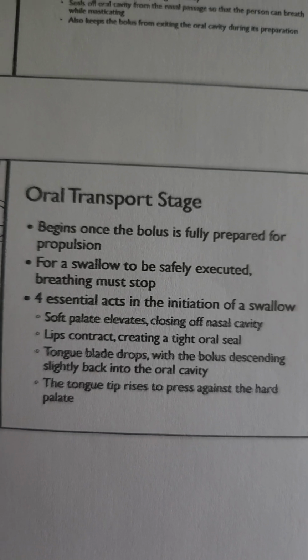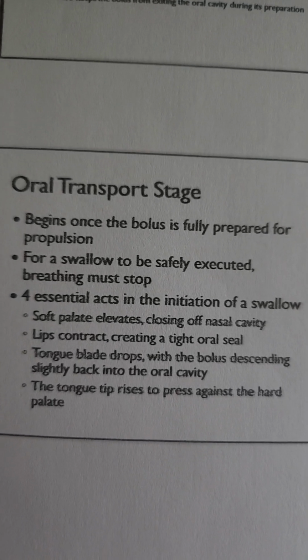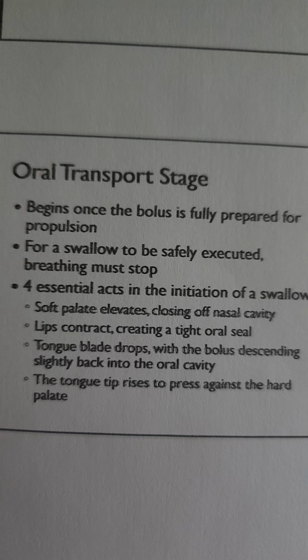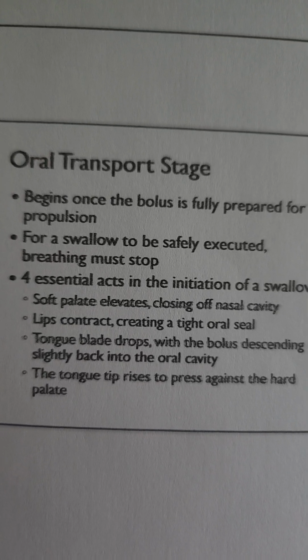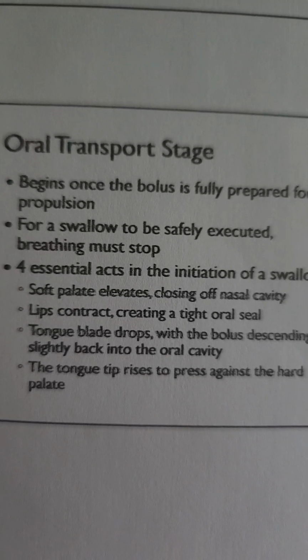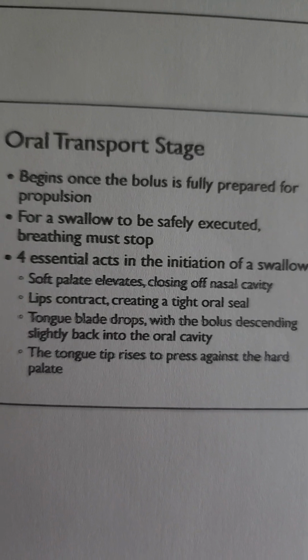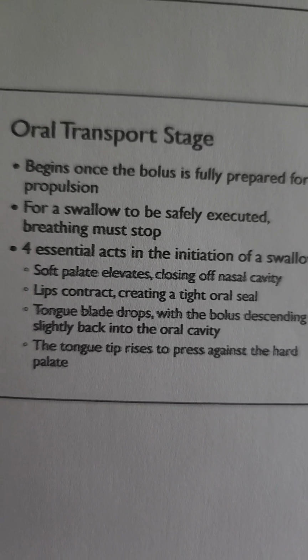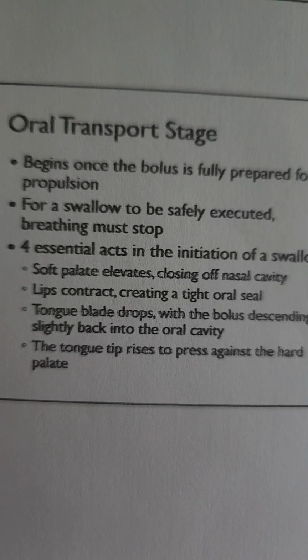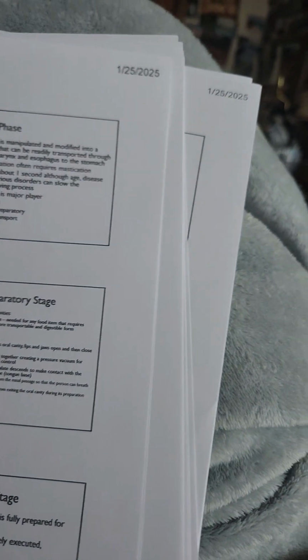Breathing must stop. Four essential acts in the initiation of a swallow. Soft palate elevates, closing off the nasal cavity. Lips contract, creating a tight oral seal. Tongue blade drops with the bolus descending slightly back into the oral cavity. The tongue tip rises to press against the hard palate.